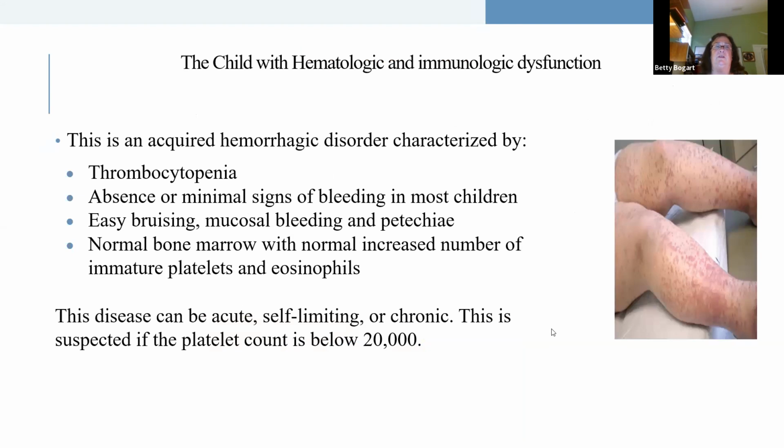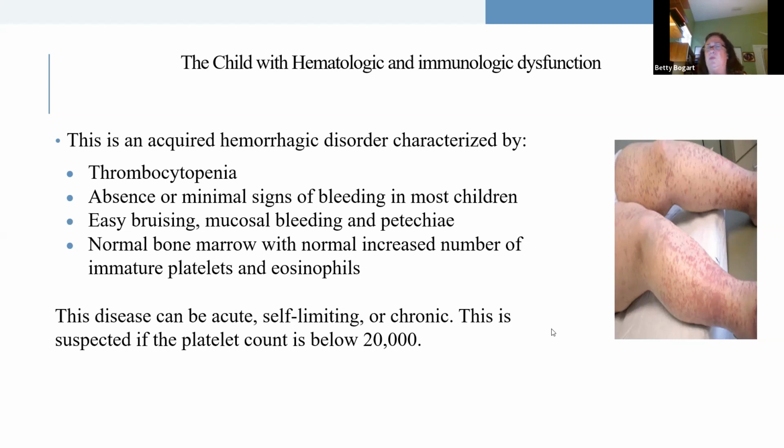Hematological and immunological dysfunction. It's a lot about this week's information. So when we're talking about hemorrhagic disorders, you're going to see different things. You're going to see thrombocytopenia. When we think of P, it's all about platelets, okay? Decreased platelets. And if you see those legs, that purpura, that purple sort of rash, that is typically thrombocytopenia.